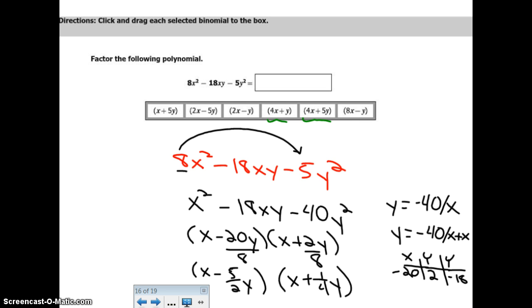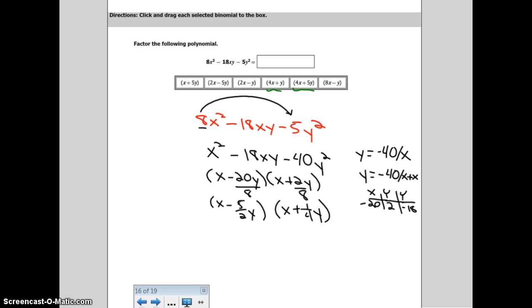Okay? And you're not allowed to have fractions. You got to move the denominators back in front of the x. So this is going to become 2x minus 5y. There's one of our factors. And the other one's going to become 4x plus y.